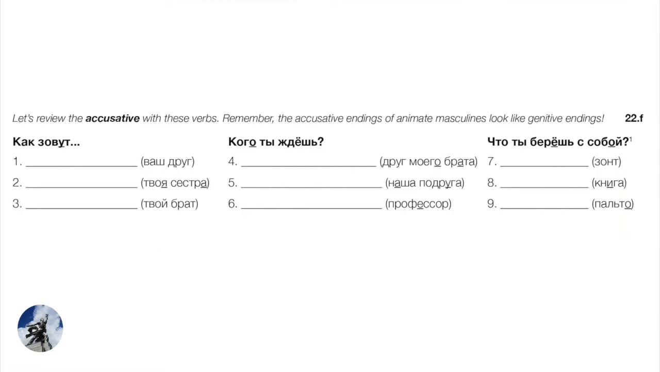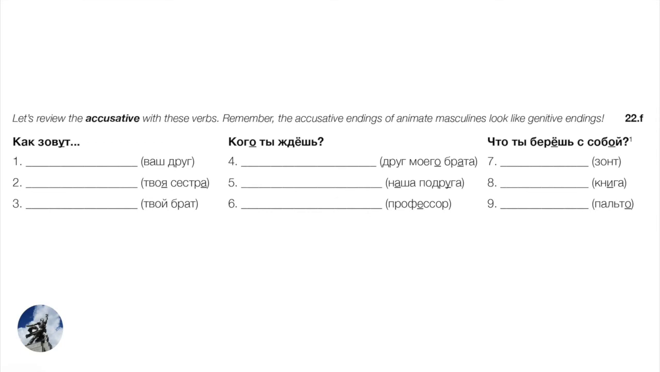Let's practice the accusative with some of these verbs. These are rather simple examples, just filling in some phrases to tell, for example, как зовут X, right? How do they call this person? So again, how do they call someone? We need the accusative, right?